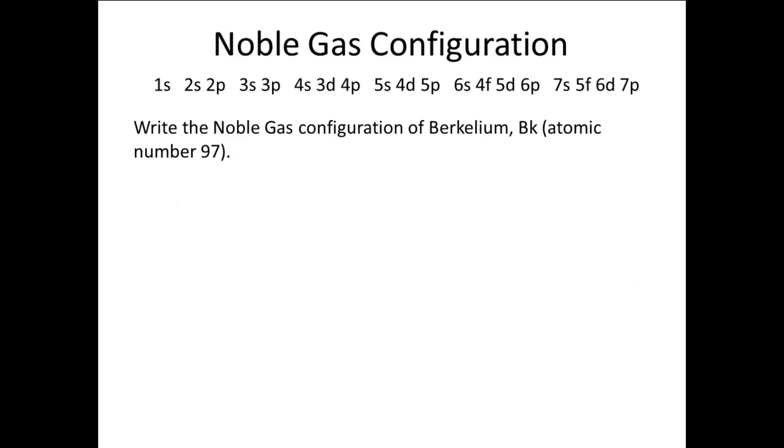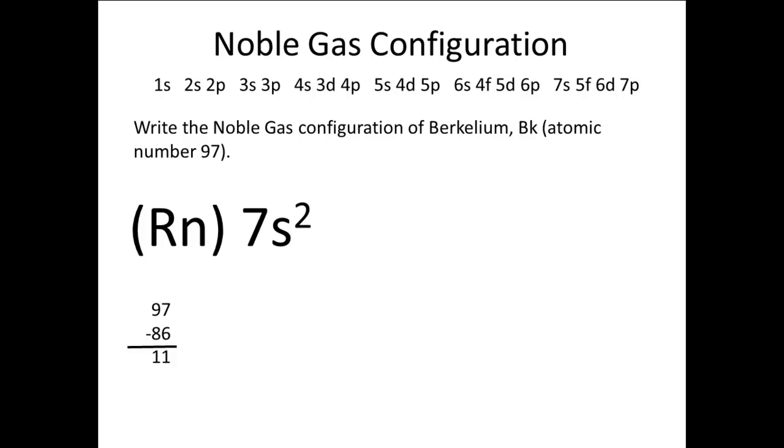We start off with the radon symbol in parentheses. Next, we determine that there are 97 minus 86 equals 11 remaining electrons. And we start by adding 2 electrons to the 7s subshell because radon fills through the 6p. We are left with 9, but the next subshell, the 5f, can hold 14. So we end the configuration with 5f9.